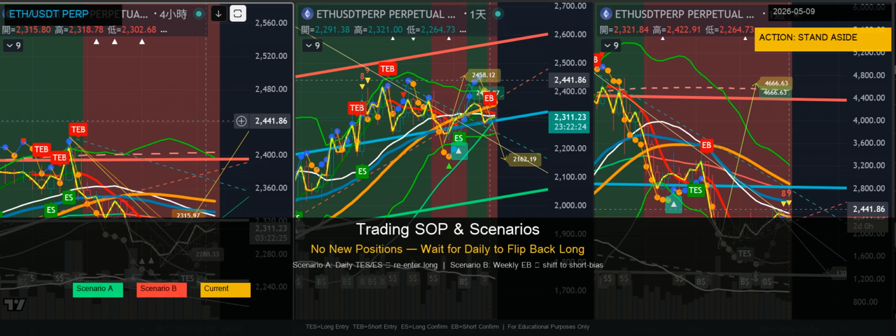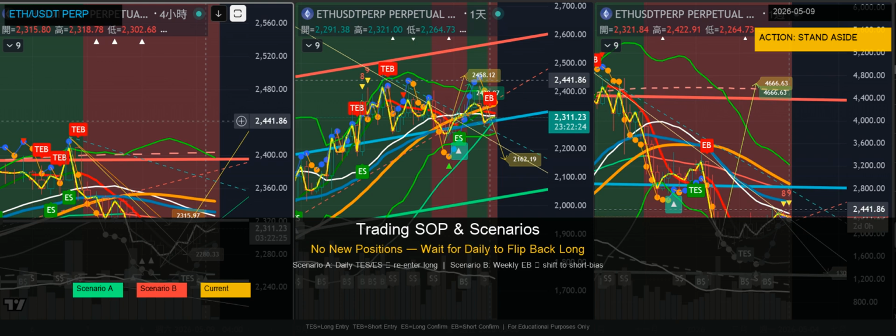If you are holding a short position, the daily EB is in your favor. However, the weekly TES is still valid, which means you are shorting against a macro long recovery. This is a counter-trend short. Keep it small. If the 4-hour prints an ES signal, that is your stop loss. Exit the short immediately. Do not hold a short through a 4-hour ES in a weekly long structure.